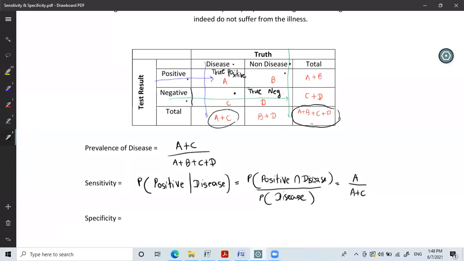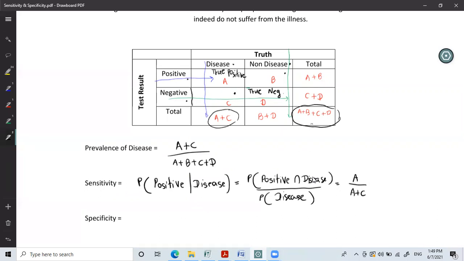So this is the conditional probability. You restrict your sample to, you already know that they have the disease. So the total is only A plus C. Out of them, you get the positive result for the test, that is A. So the sensitivity is A divided by A plus C. Or simply those who get the positive result among those who actually have the disease.